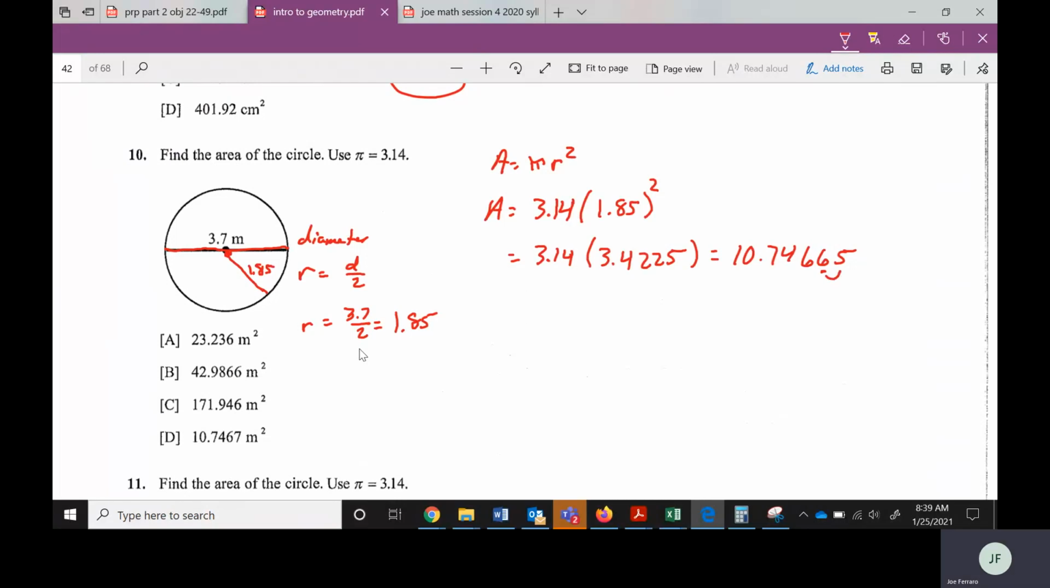So they round to here. Because this is between 5 and 9, that bumps up to the 7. And even if you didn't round correctly, it's the only one that's even close to that. Okay. So those are problems dealing with areas of a circle.